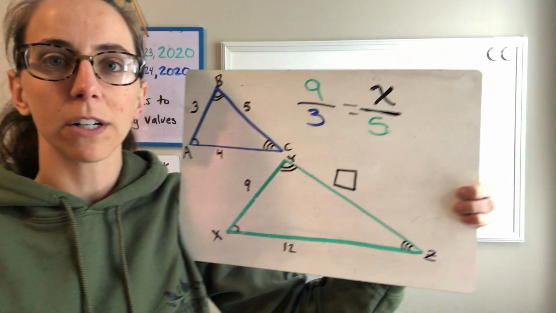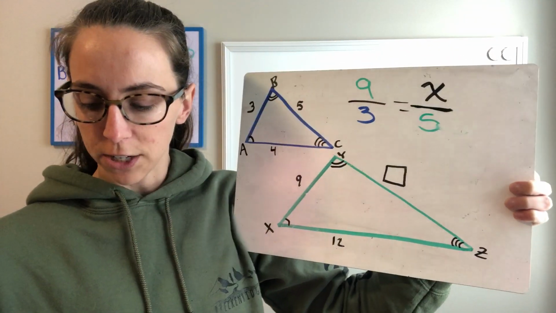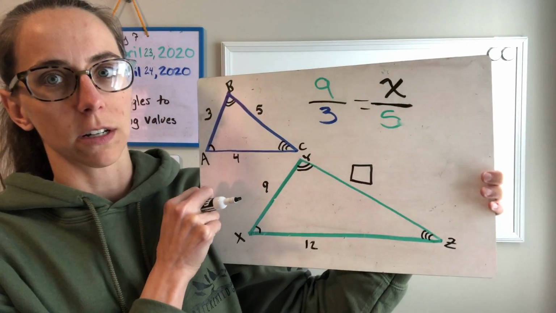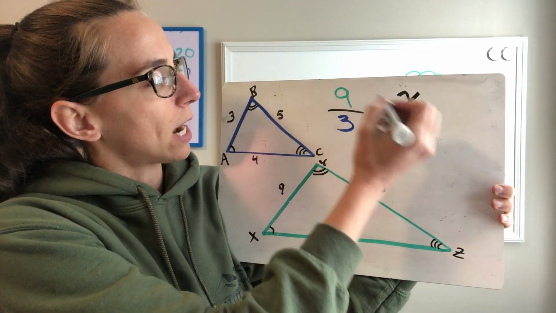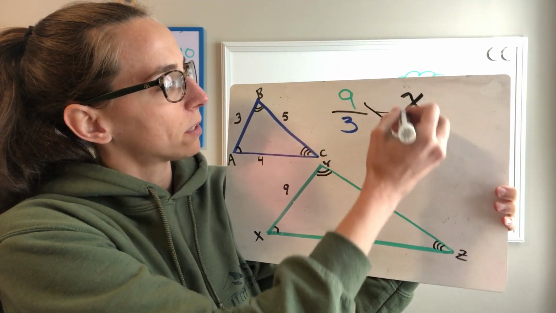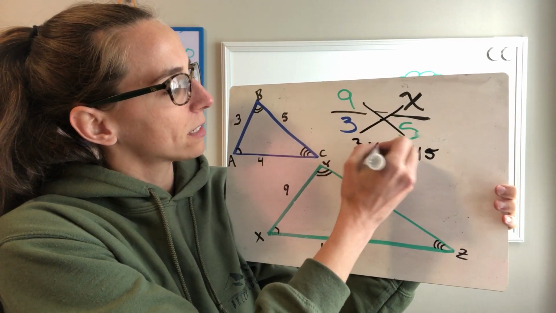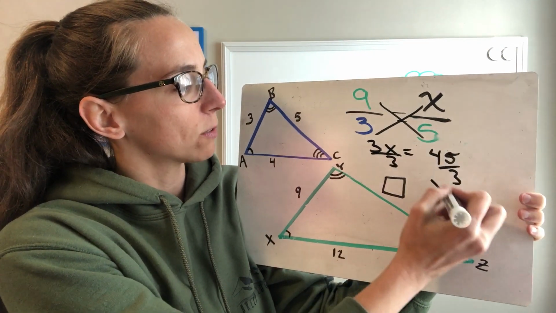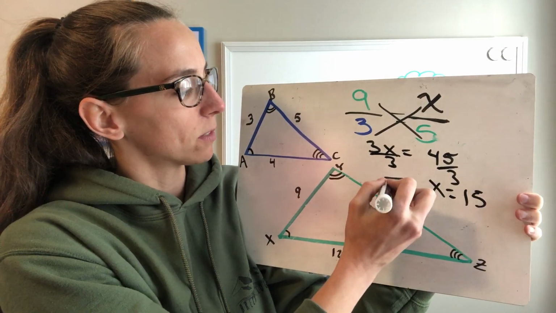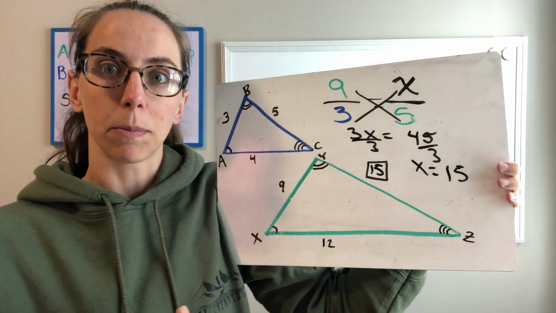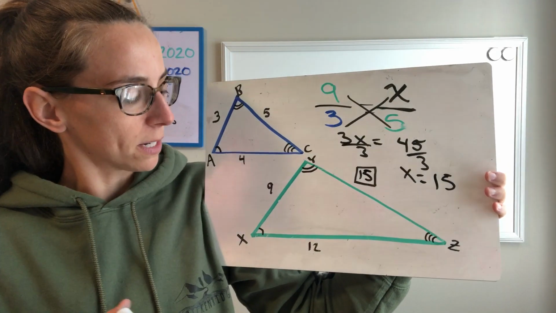So what I've done so far is just set up a proportion. And just like we did last class, we can use our cross multiplication to help solve this proportion. So 9 times 5 is 45, and X times 3 would be 3X. And when I divide both sides by 3, I notice that X would be equal to 15. So this mystery number would be 15 because these have to be proportional, all three corresponding sides.